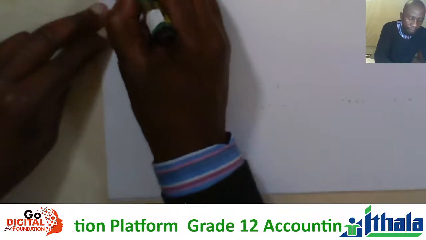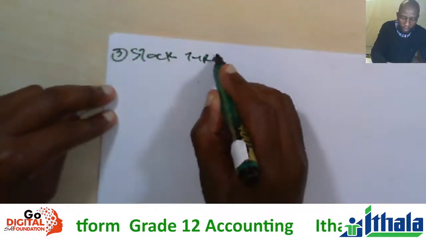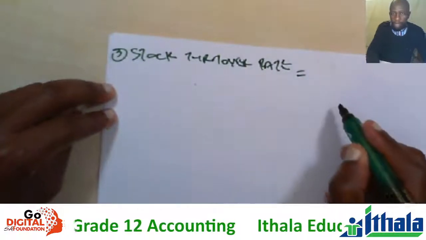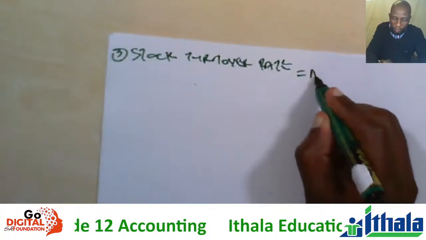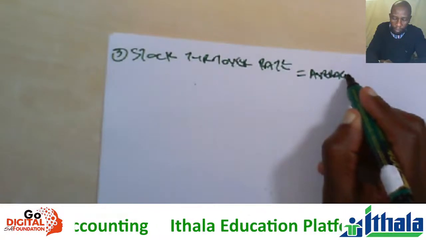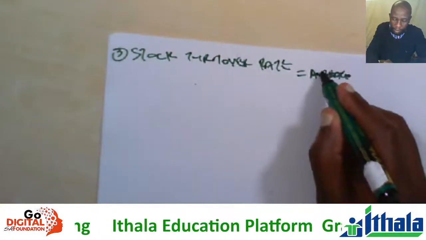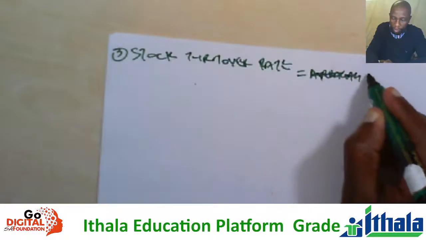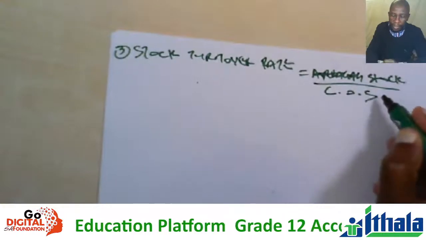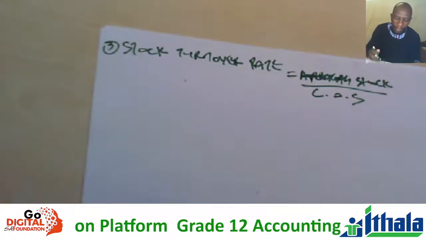Number 3, stock turnover rate. We said average stock divided by the cost of sales. Right, average stock, so it means you take stock for last year plus the one of this year. That is an average. You divide by 2.